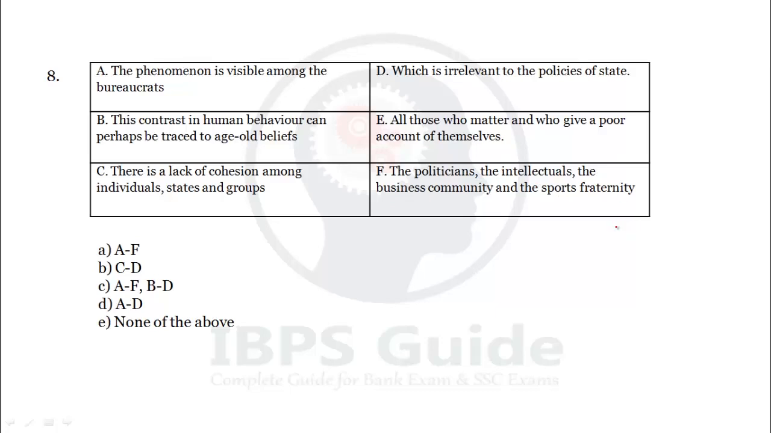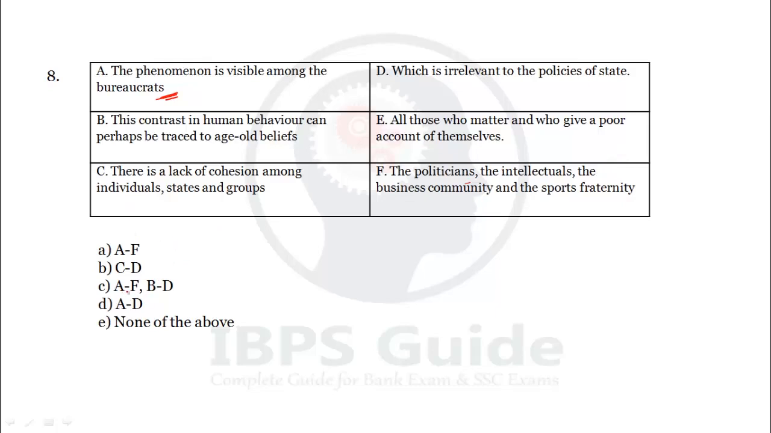Okay, so our options are AE and CD, AF and CD, AF and BD, and AD. At first we run through A and F. The phenomenon is visible among the bureaucrats. And option F, the politicians, the intellectuals, the business community and the sports fraternity. Visible among bureaucrats. Bureaucrats may be politicians, intellectuals, the business community and the sports fraternity. So from this point of view we can take the options A and F.